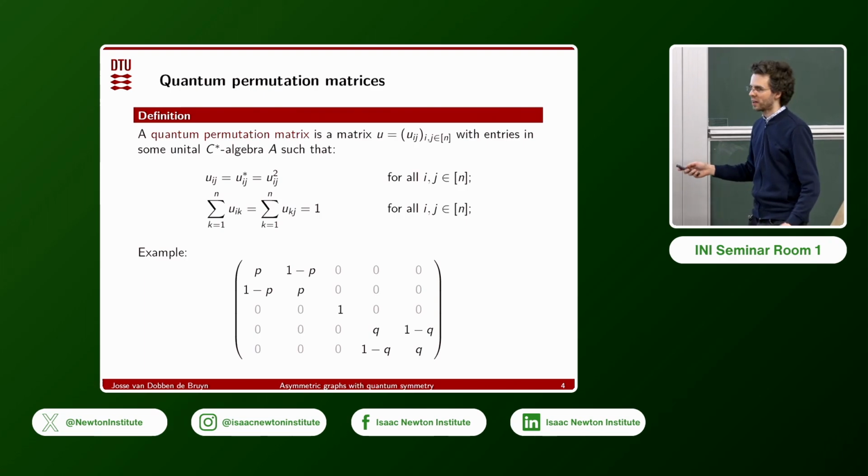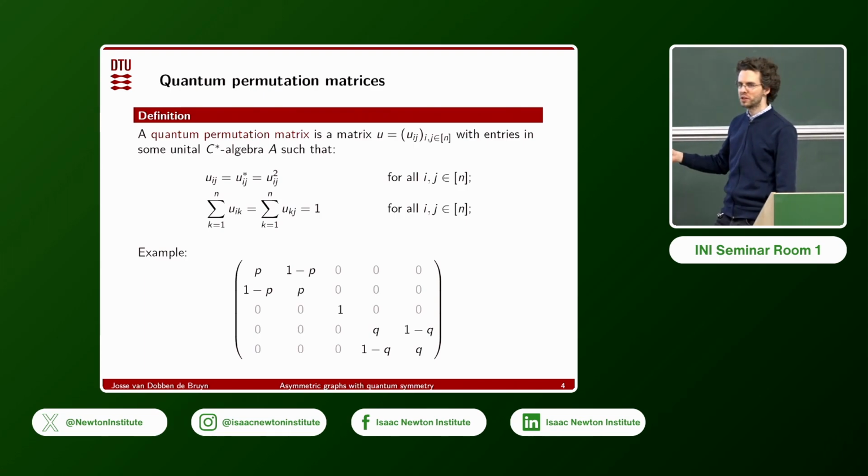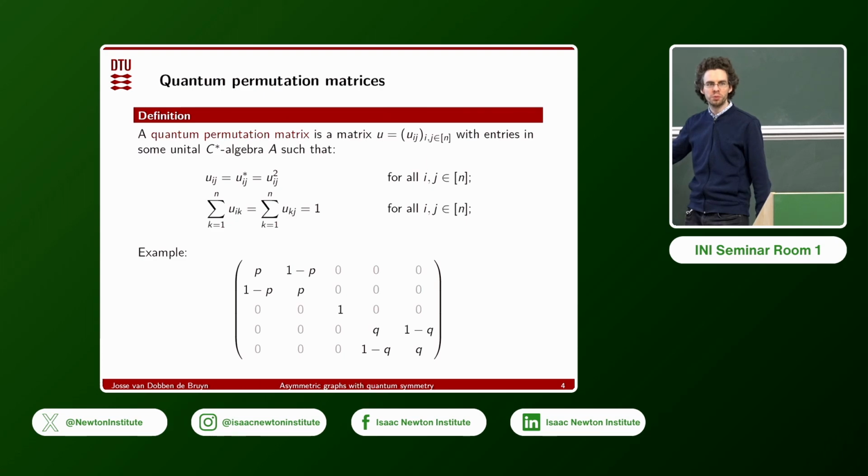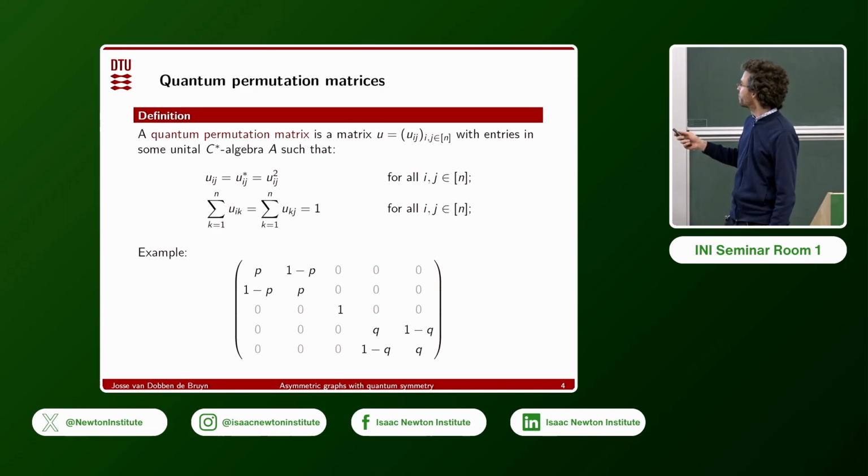Here is a generic example of a quantum permutation matrix. If you have two projections, P and Q, then you can, for instance, make a matrix like this with P, 1 minus P, 1 minus P, P, and the same for Q, and then the rows and columns sum up to 1, but in general, P and Q do not necessarily commute.